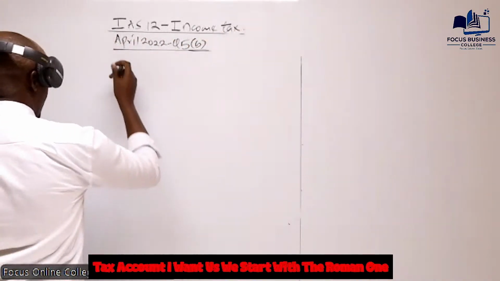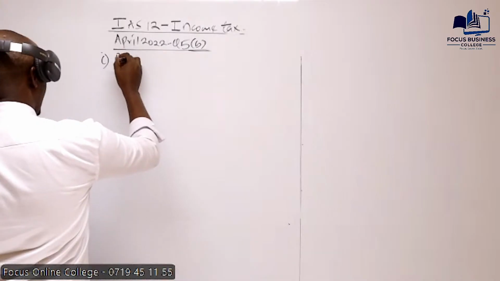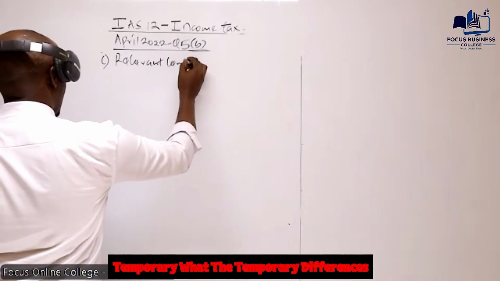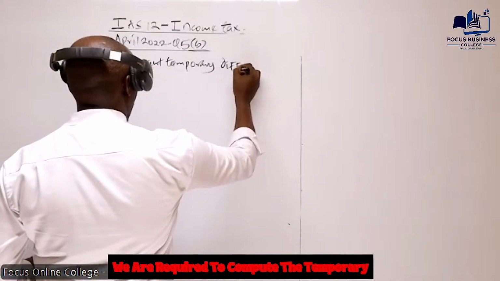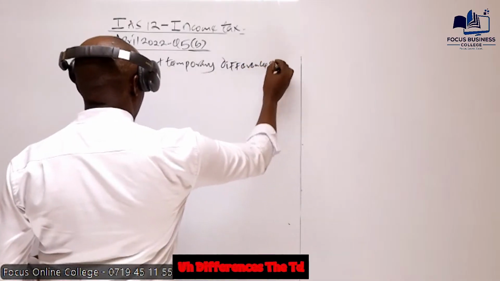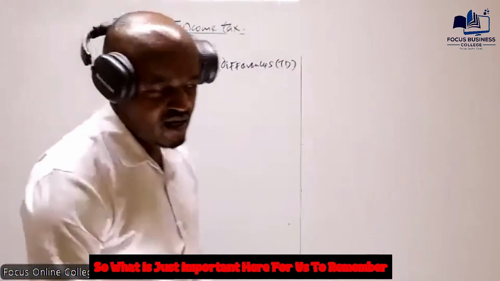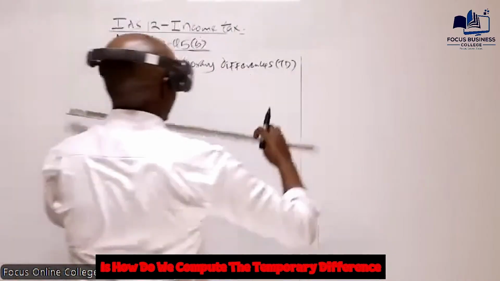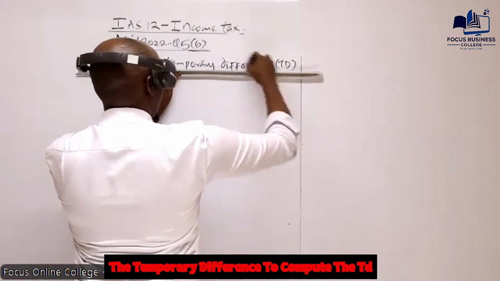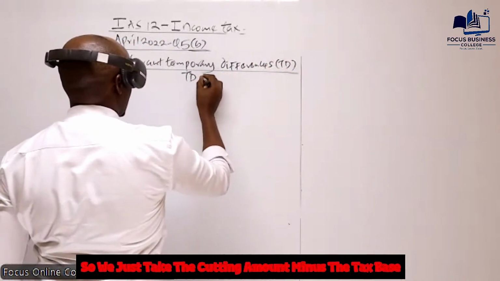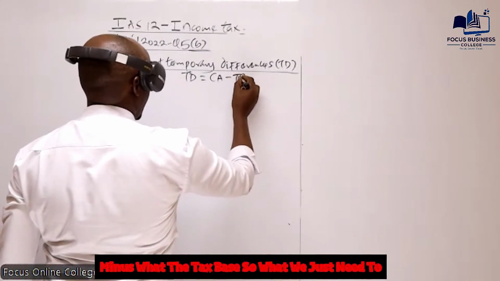I want us to start with Roman 1, whereby we are required to compute the relevant temporary differences, the TD. What is important here for us to remember is how do we compute the temporary difference? To compute the TD, we just take the carrying amount minus the tax base.